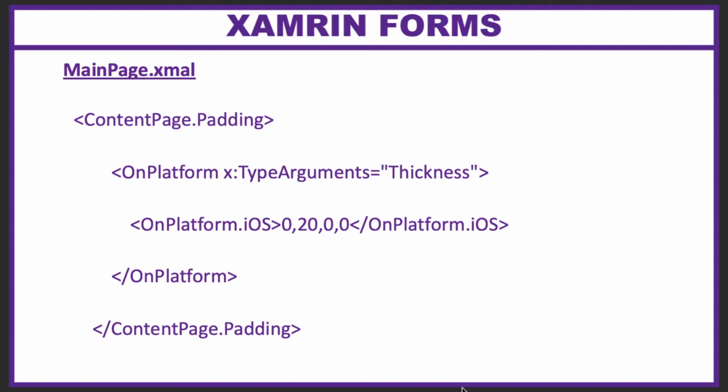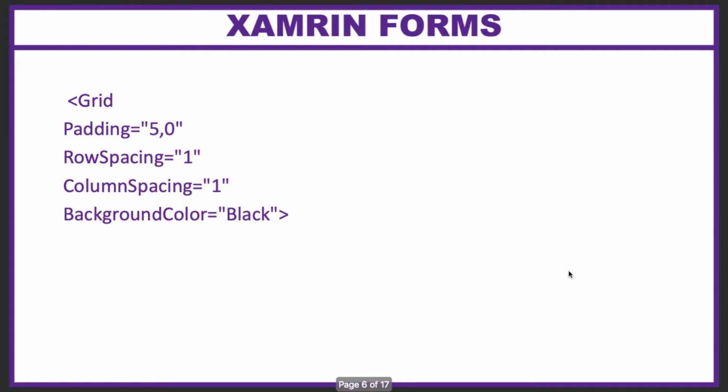Suppose I want to give some padding or thickness to iOS alone, then I can define this statement. OnPlatform iOS will define the padding component only for iOS. So we have one program which will be executing on Android as well as iOS. While you are executing on iOS, this padding will be applied, whereas for Android it will not be applied. So this kind of platform-oriented padding is also possible in Xamarin.